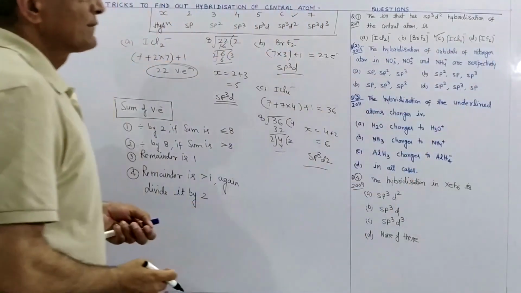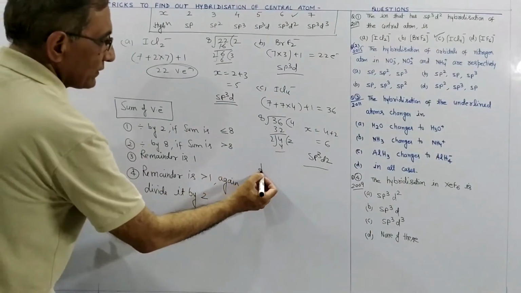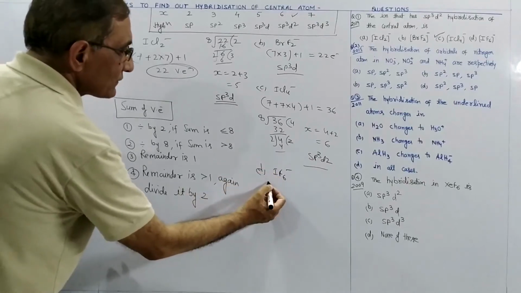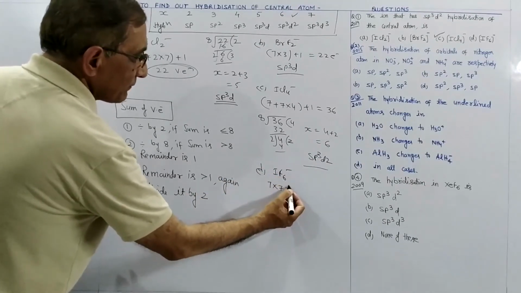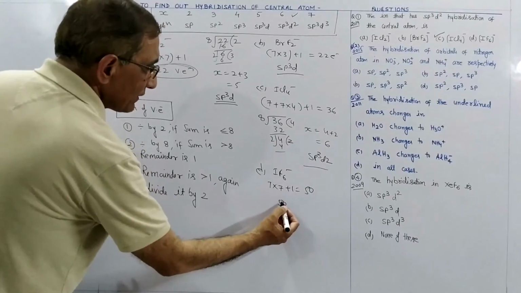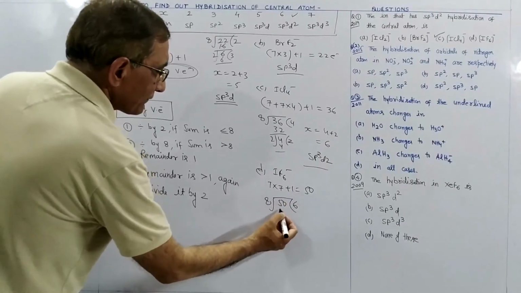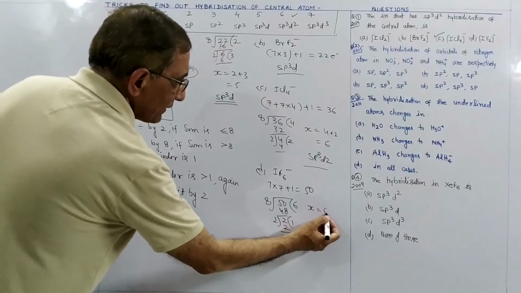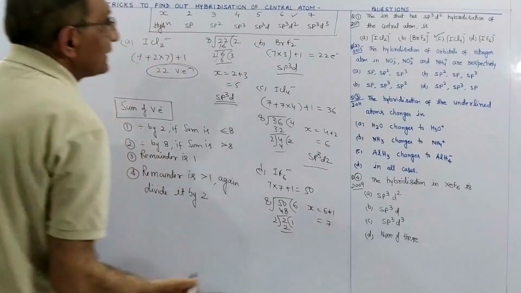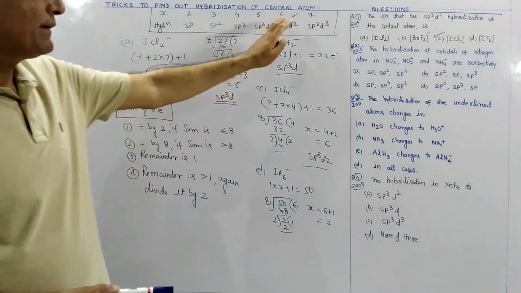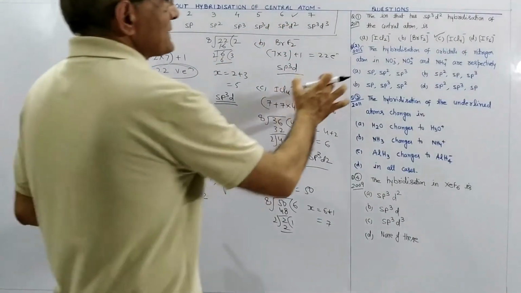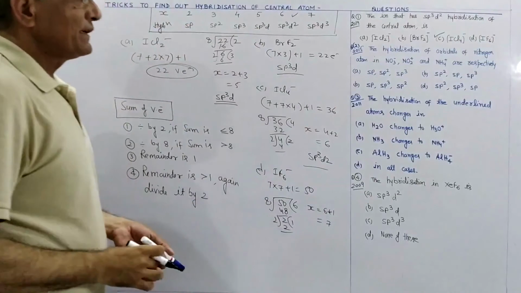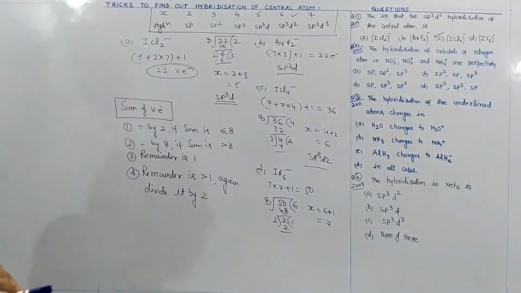We'll check this also. IF6 negative, D option. We have 7 halogen, so directly we can write 7 into 7 plus 1. It will be 50, students. 50 you divide by 8. 6, remainder 2, 1. X value will be 6 plus 1, it will be 7. It means here hybridization will be sp3d3. So in the first two compounds it is sp3d, here it is sp3d2, and here it is sp3d3. So our correct option is C option.